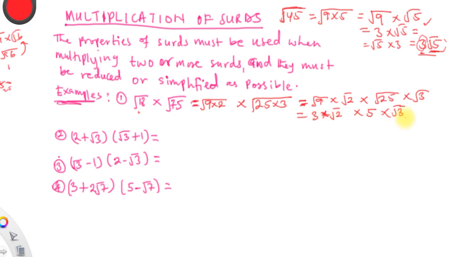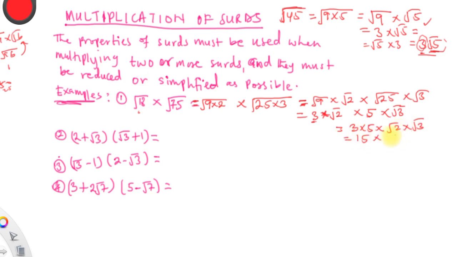Okay, so what answer do we get? We have 3, which is a rational number, and 5. We multiply the rational numbers together and the irrational numbers together, in terms of the square root of 2 times the square root of 3. So what is 3 times 5? 3 times 5 is 15.